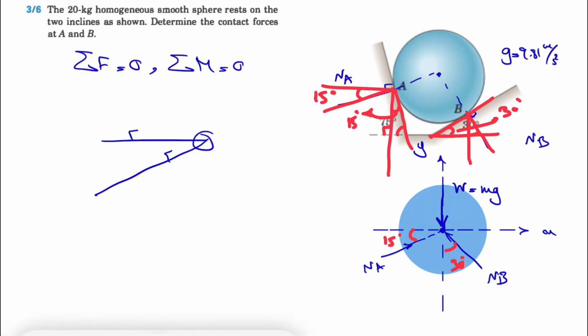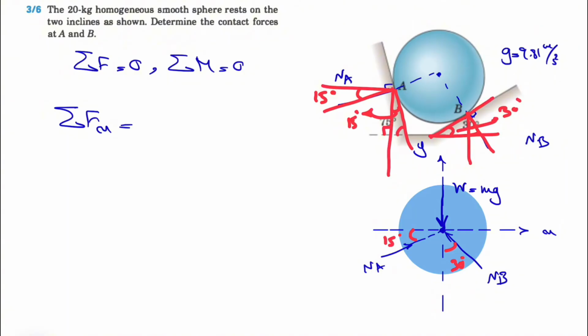After finding the angles, it's pretty easy to use our equilibrium equations. So we have sum of all forces equals 0. Obviously we are in a 2D question, so we have one equation for X, and the other one is sum of all forces in Y equal to 0, too, and we should be able to find the contact forces at A and B at the end of this. So let's start with the sum of all forces in X direction.